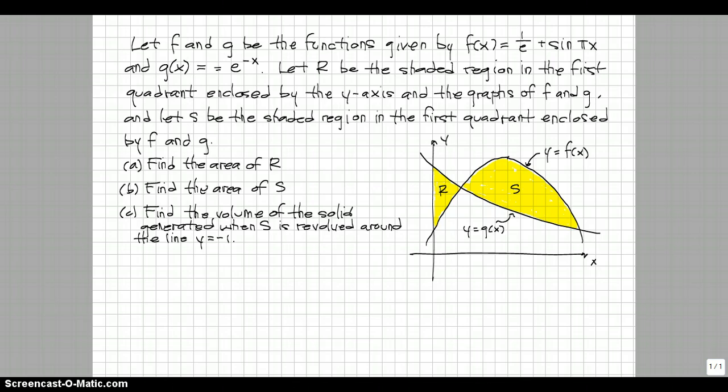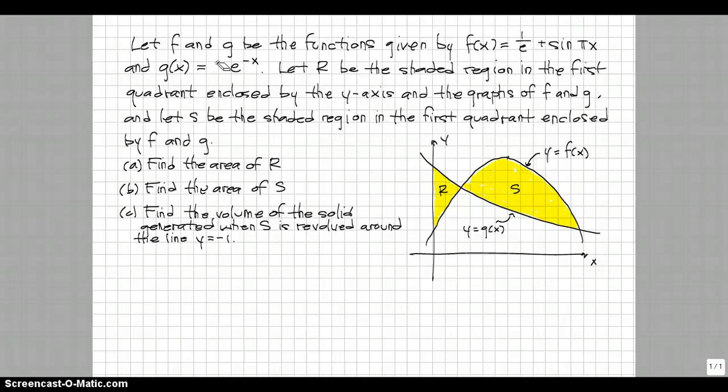This problem says let f and g be the functions given by f of x equals 1 over e plus sine of pi x, and g of x is equal to e to the negative x. Let R be the shaded region in the first quadrant enclosed by the y-axis and the graphs of f and g, and let S be the shaded region in the first quadrant enclosed by f and g.